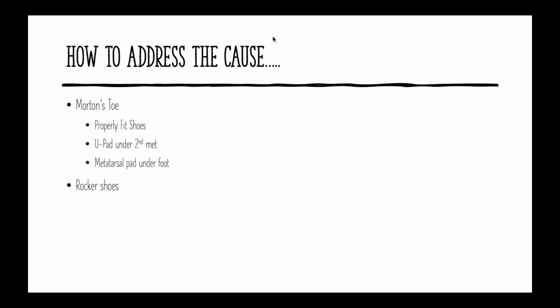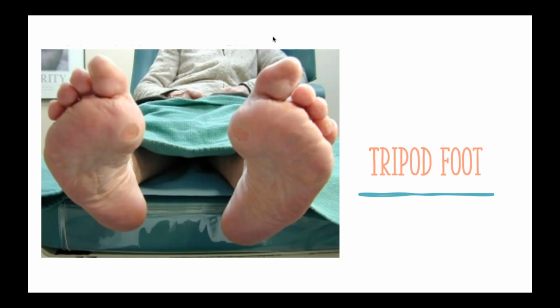It's essentially a pad shaped in a U, hence the name U-pad. And there's an area that is cut out, and that's essentially where you're putting the callus or the second met head. You can also use a metatarsal pad underneath the foot. These are great for offloading and trying to balance force through the foot. And then, of course, you can use rocker shoes.